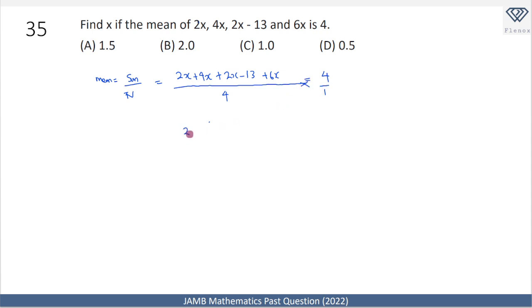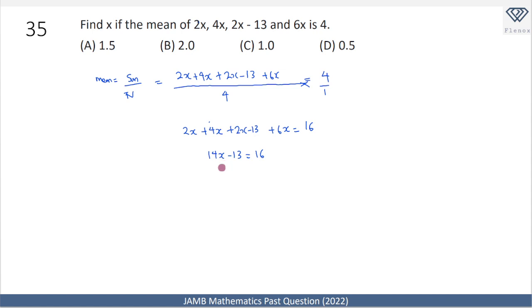So we have 2x plus 4x plus 2x minus 13 plus 6x equals 4 times 4 when you cross multiply. And what is 4 times 4? 4 times 4 is 16. Now we can collect like terms. 2x plus 4x plus 2x is going to be 8x. 8x plus 6x is going to be 14x minus 13 equals 16.